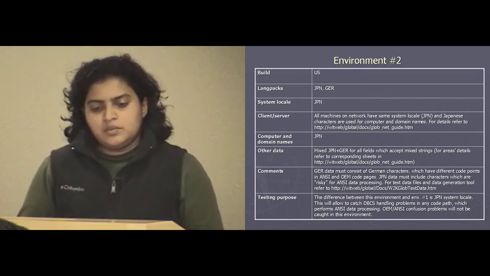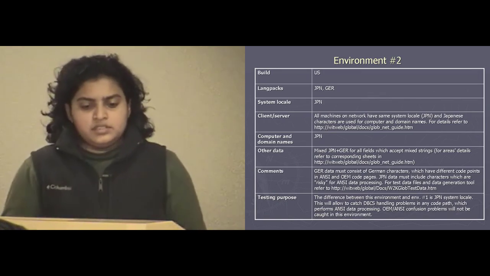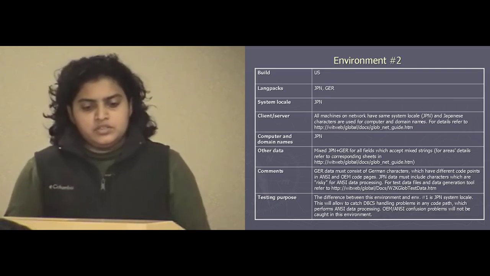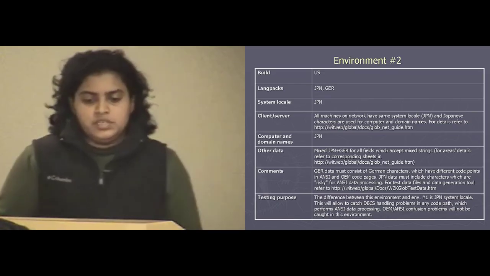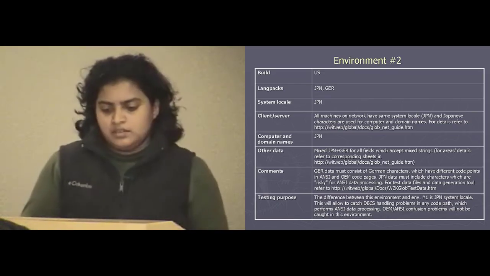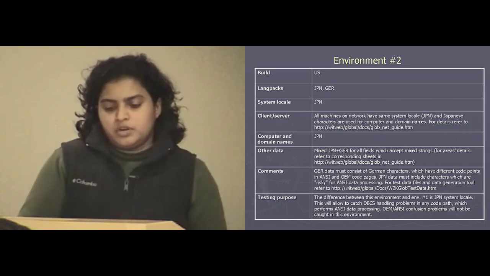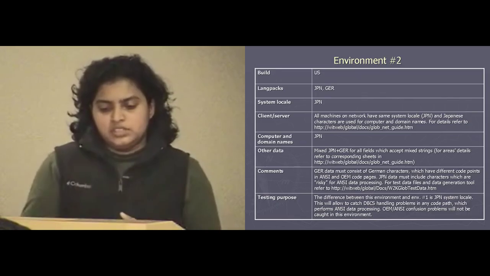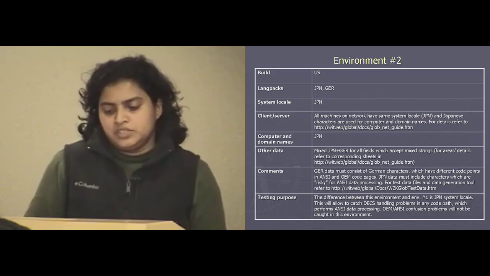The second sample environment is pretty much the same as the previous one. The only difference here is that the system locale, instead of being German, is Japanese, and the computer and domain names are in Japanese. And again, the input characters need to be a combination of Japanese and German, and the same thing to look for is that there shouldn't be any problems when converting to DBCS, and no OEM and ANSI code page confusions.